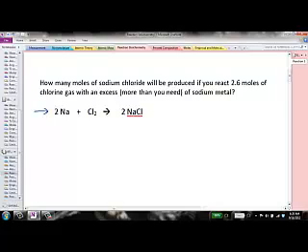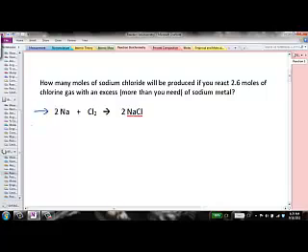Well, in addition to particle ratios, the chemical equation also can be used for mole ratios. So I can also read this equation as if I combine 2 moles of sodium with 1 mole of chlorine, I get 2 moles of sodium chloride. And so that's the way that we are going to use these mole ratios from the balanced equation.